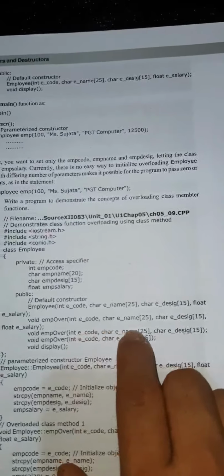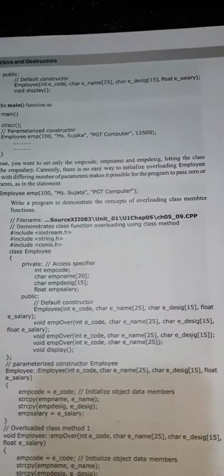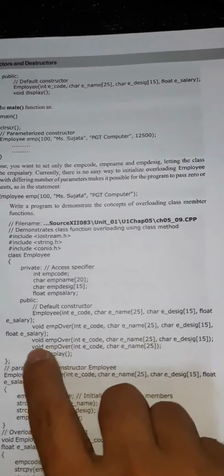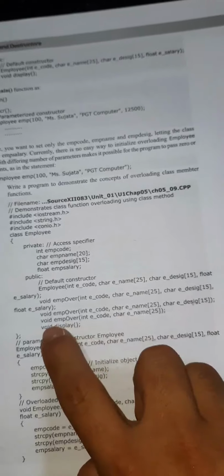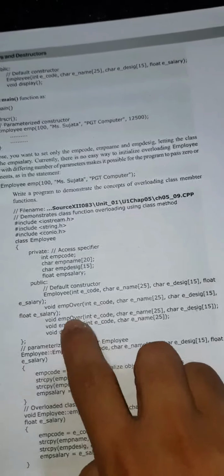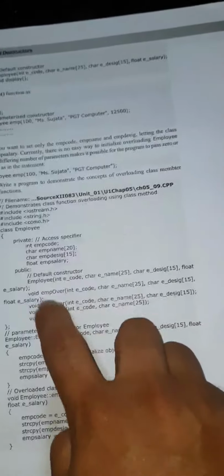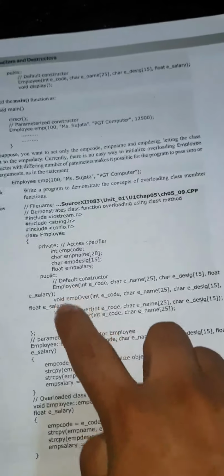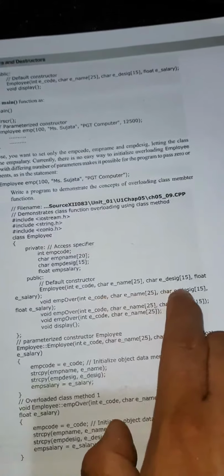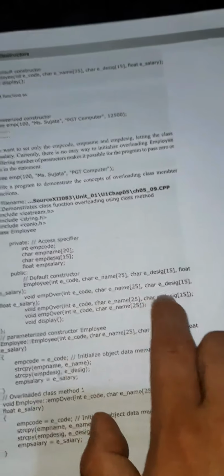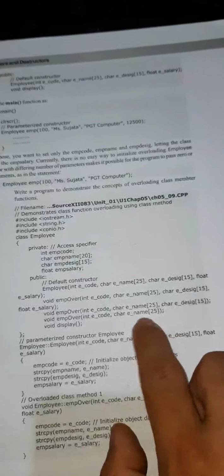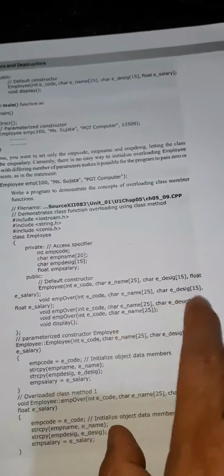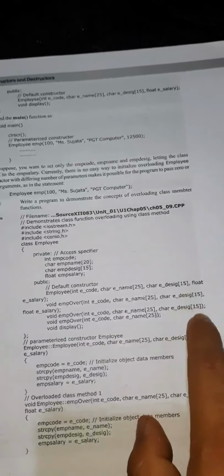So in this case you can see the same function name, however, see here the parameters declared are e code, e name, e designation. So only 3 parameters are declared here. In the third member function, e name only, and so we have three member functions that are overloaded. So in the first case all the parameters are declared, in the second case only three parameters are declared, and in the third case two parameters are declared. So what about the rest? The rest will be filled up with the default values.